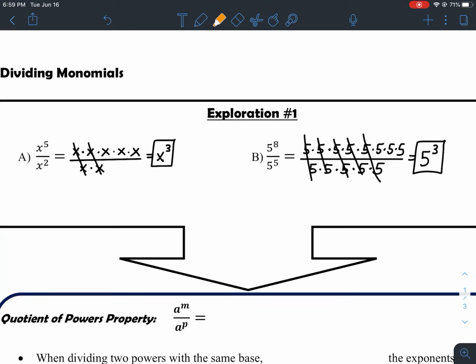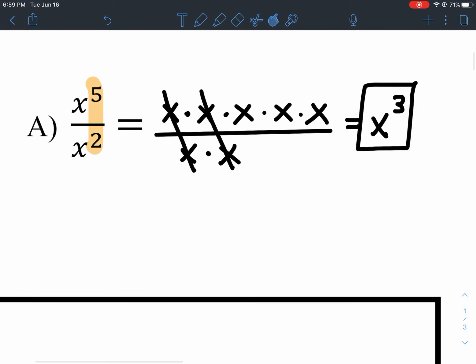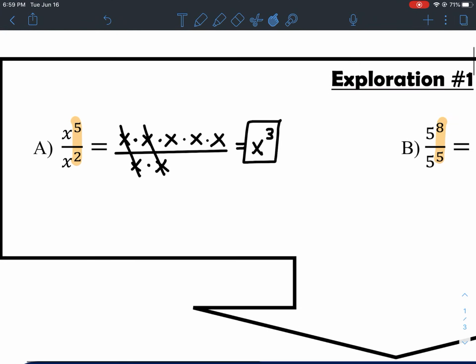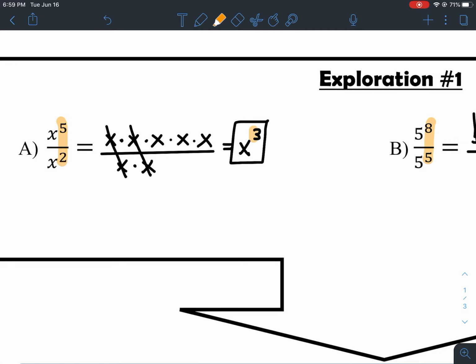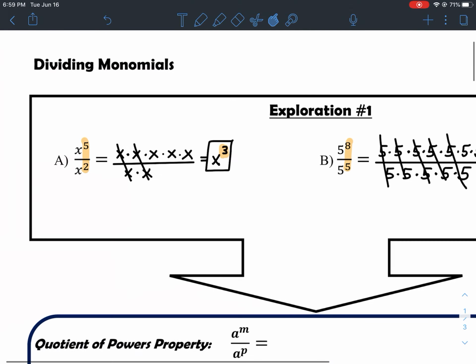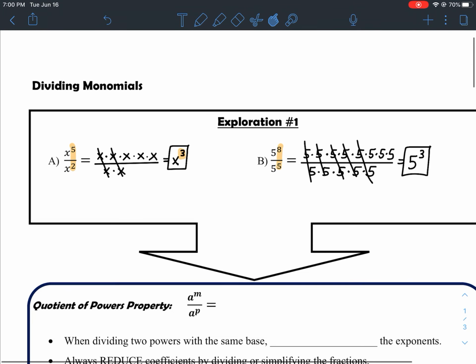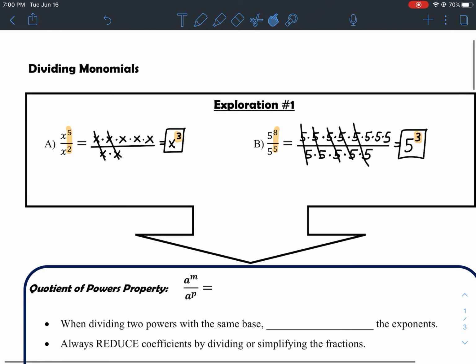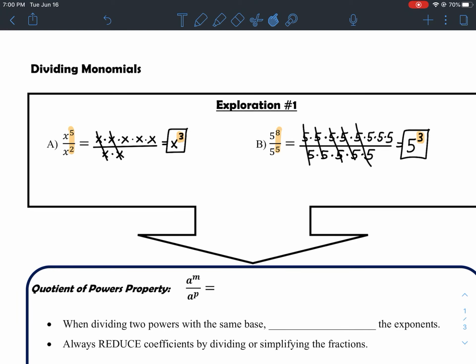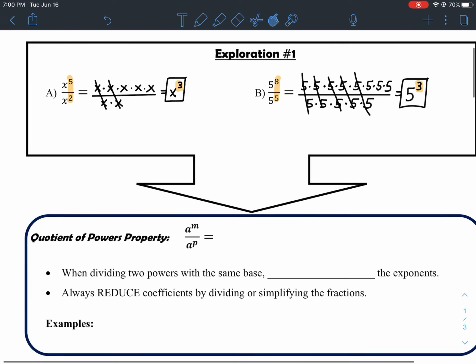And the faster way is you can subtract the exponents when you have the same base. So our base in A is x. So if we do 5 minus 2, we get 3. And we can write x to the third. Same thing in B, our base is 5. If we do 8 minus 5, we get 3. So our simplified answer is 5 to the third. So we're going to use that property to help us simplify these exponent problems without expanding them each time.